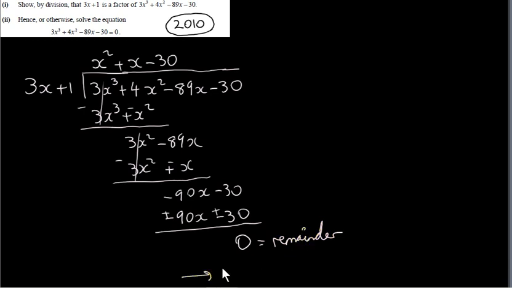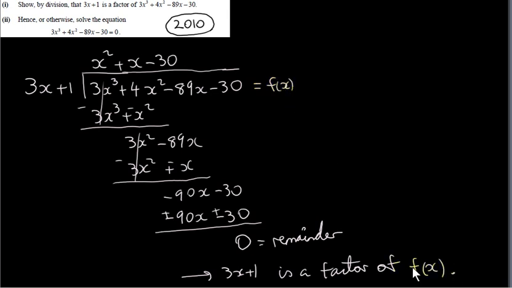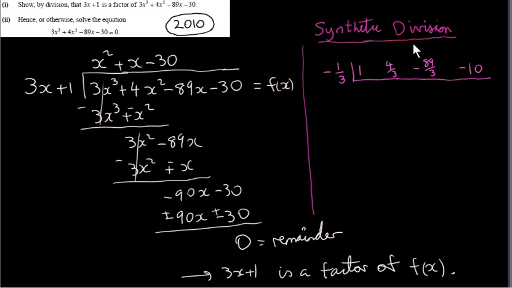So that tells us that 3x plus 1 is a factor of this cubic here. I'm going to call this cubic f of x. We could also do this long division by synthetic division. Now, unlike the previous examples that you saw, the coefficient of x cubed was 1. Here the coefficient of x cubed is 3. So what you need to do is divide all these coefficients by 3. So we get a 1x cubed, we get 4 over 3 x squared, we get minus 89 over 3 x, and finally minus 30 divided by 3 is minus 10.